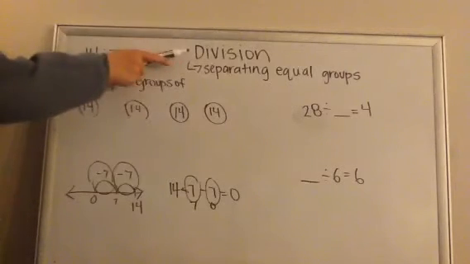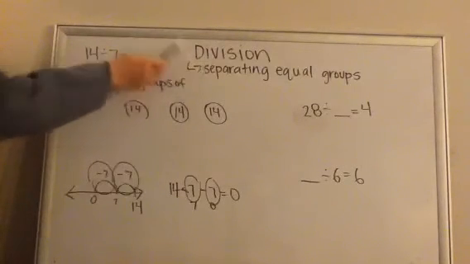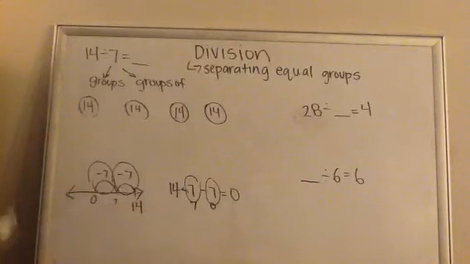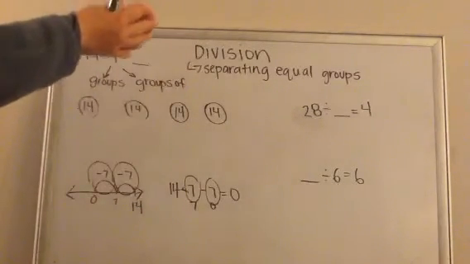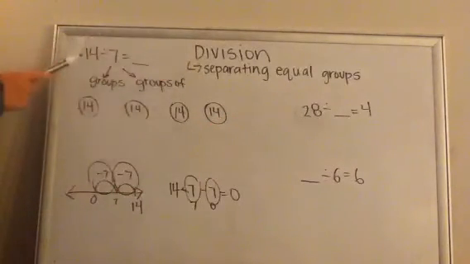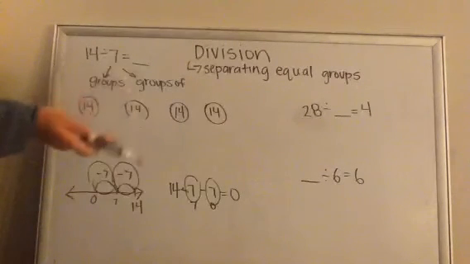So division is when we're separating a big group of things into smaller equal groups. So it's actually the inverse of multiplication. Multiplication was joining equal groups. Division is separating them. All right, so here's an example of that. We could say that there were 14 gummy bears. Now, this is where division gets tricky. This 7 can have two meanings.